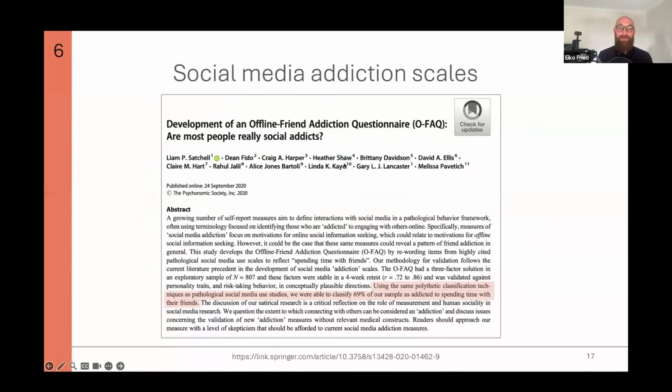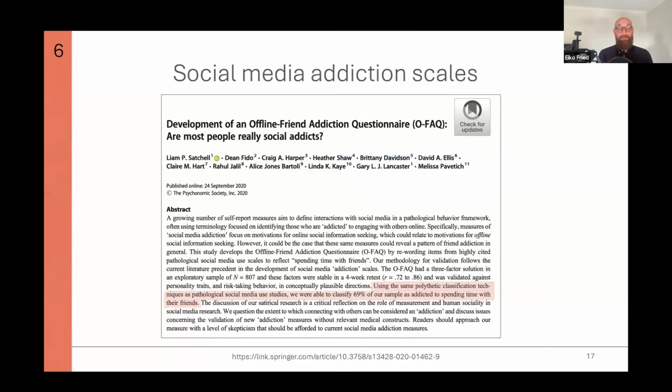I'm going to skip this example. And then this is a fun paper I really like. There's so much drama around social media use and social media addiction, and people make all sorts of questionnaires. And so in this paper, folks used a social media addiction scale and simply changed the phrase social media with offline friends or offline friendship, spending time with friends offline. And it turned out that using the same scale, just changing social media use to offline friendship, about 69% of the sample they used here was classified as having an addiction to their offline friendship.